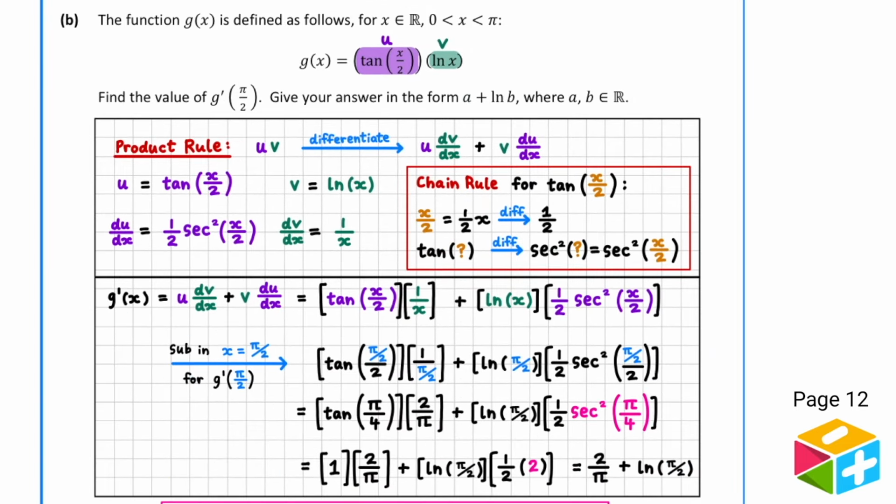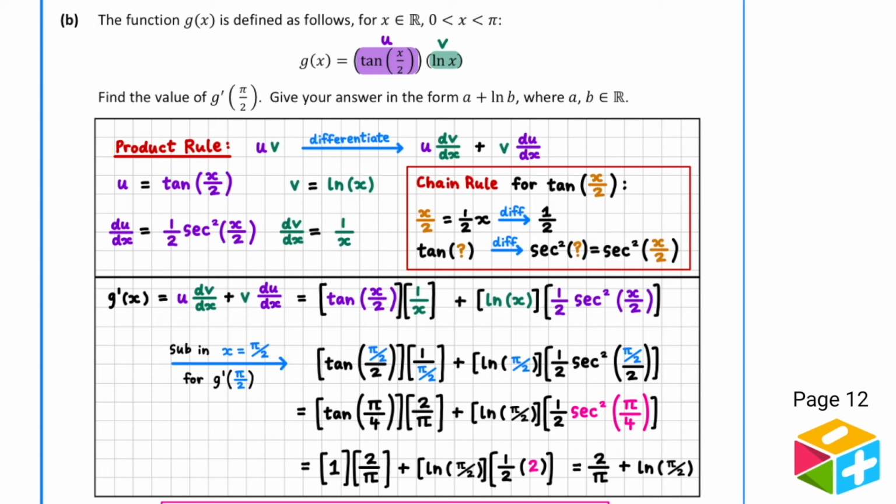In part B, we're given a function g of x and asked to find g dashed of pi over 2. To do this, we must first find the derivative g dashed of x and then sub in pi over 2. g of x is equal to tan of x over 2 multiplied by ln of x. The high-level structure here is that we're multiplying together two expressions. The product rule can be used in this scenario.